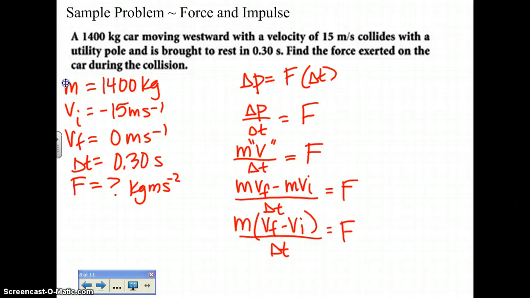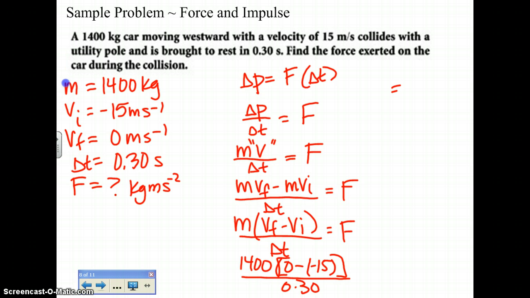So plugging in here, this should give us 1400 times 0 minus negative 15 all over 0.30. Please include your calculated answer, guys. So your calculated answer here is 70,000. So that would give us a final force of, well, how many sig figs? You've got 2 here, 2 here, 0 here, 2 here. Leading zeros never count, trailing zeros only with a decimal. So 2 sig figs is your final answer.